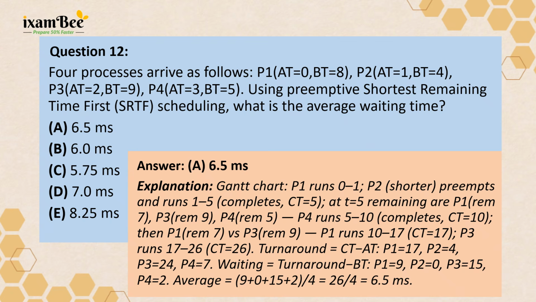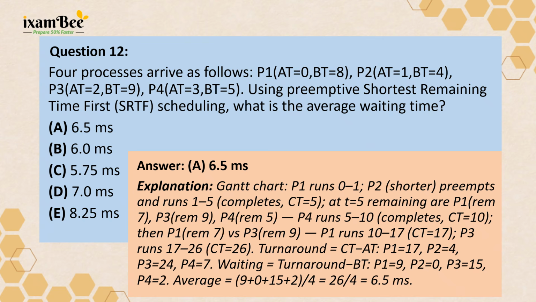So let us try to solve this problem. First of all, we'll build the Gantt chart step by step, since SRTF preempts the moment a shorter job arrives. P1 starts at time 0 with burst 8. At time 1, P2 arrives with burst 4, which is shorter than P1's 7 remaining. So P2 preempts and runs from 1 to 5, completing fully. So its completion time is 5.